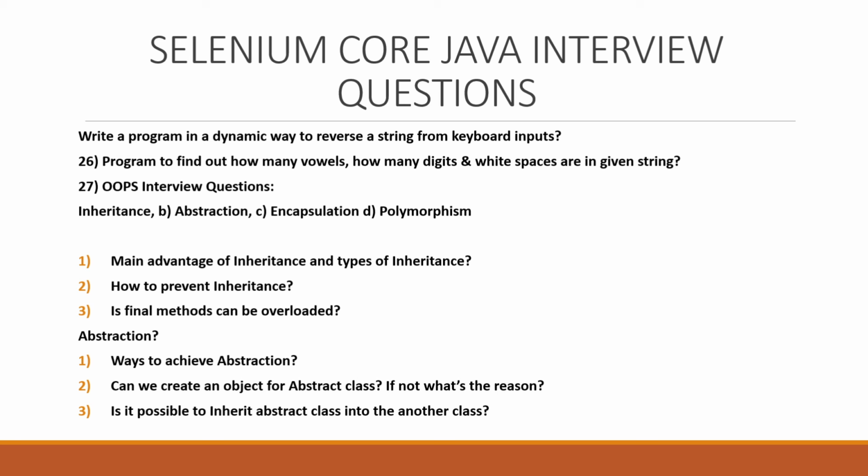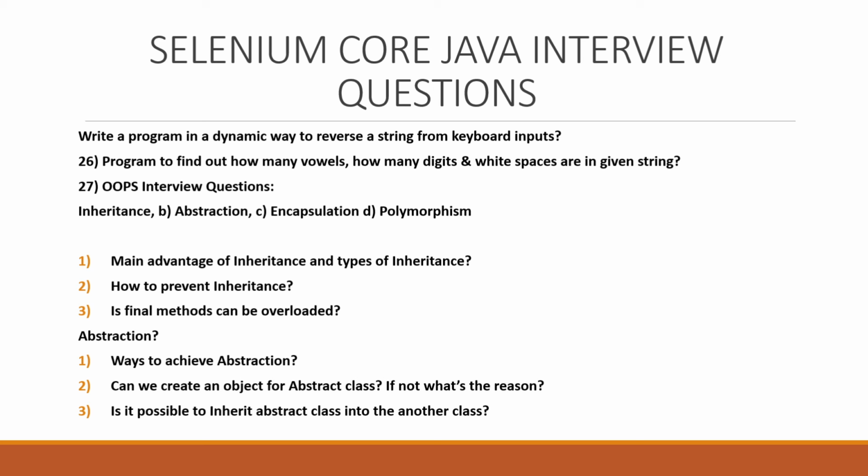Can we create an object for an abstract class? If not, what is the reason? We cannot create an object for an abstract class because this class contains unimplemented methods. So the answer is no. And the reason is that the abstract class contains unimplemented methods, so we are not able to create an object for the abstract class.